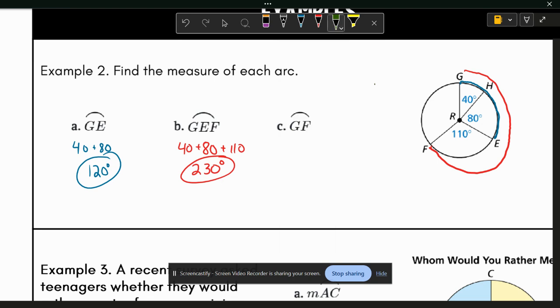And then the last one there is GF. So start at G, go to F. So here's the deal. If we know that in red, that's 230, and GF is the rest of the circle, then we'll subtract 360 minus 230. Okay, and this time I promise I'll get my math correct. It's 130 degrees.